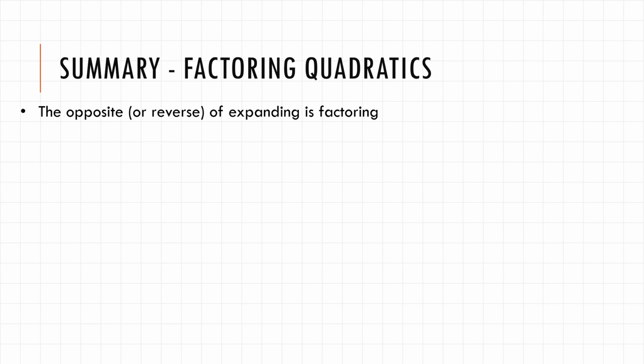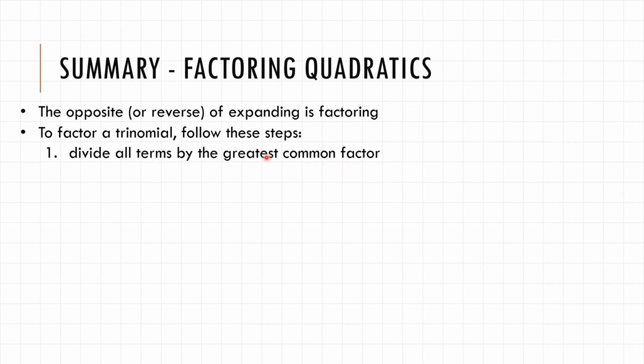The opposite, or the reverse of expanding, is factoring. And factoring is a little bit more complicated. To factor a trinomial, which is an expression that has three terms, or in other words, a quadratic expression, the first thing you should always do is try to divide all the terms by the greatest common factor. And that usually makes your life a lot easier.